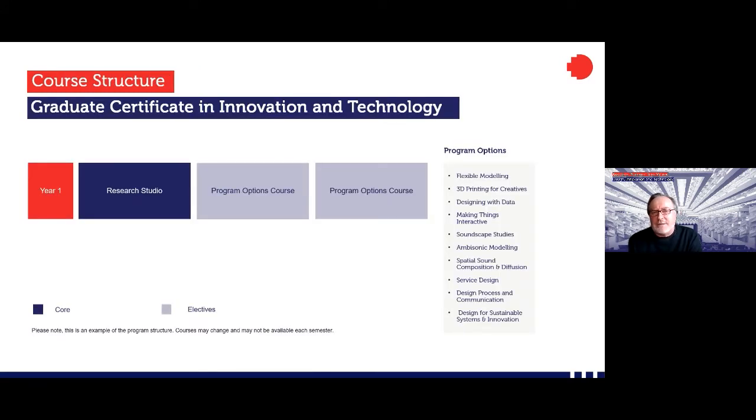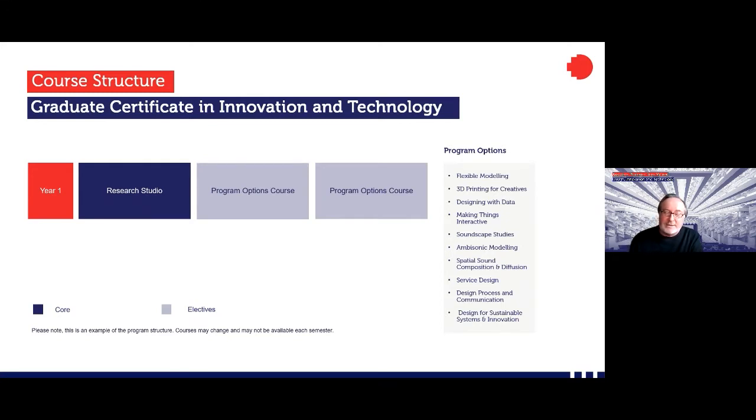Okay, so this starts to give you an idea of how the programs are structured. This is the graduate certificate. It says year 1. It's basically 1 semester's worth. And what you enroll in is a course called Research Studio. Now, Research Studio is an umbrella course in which you'll do a module called Research Methods. But what you'll undertake is one of the design studios that get offered.